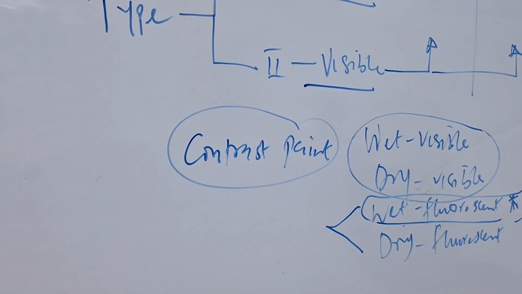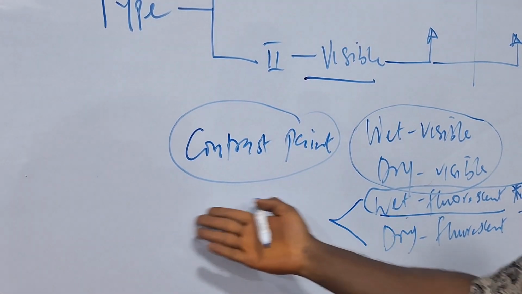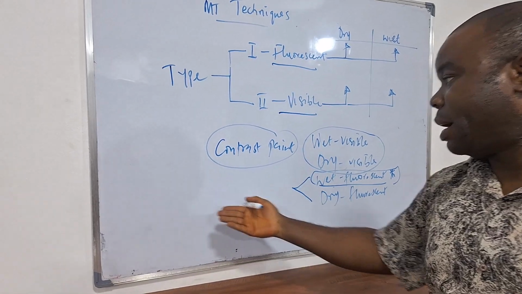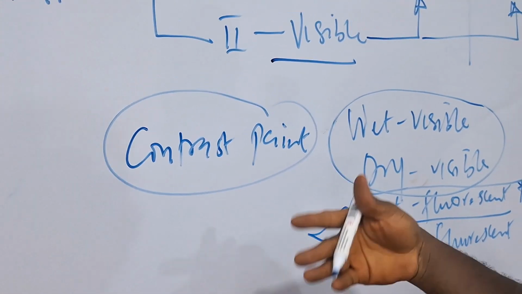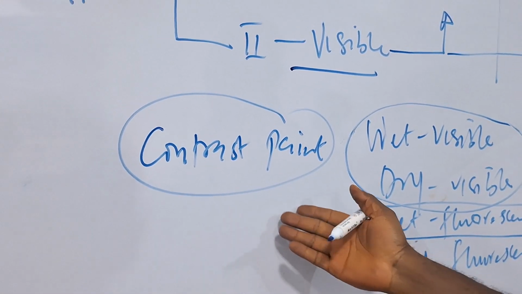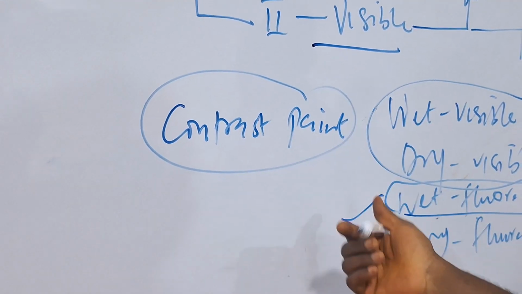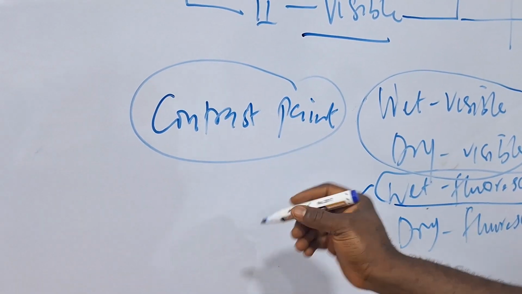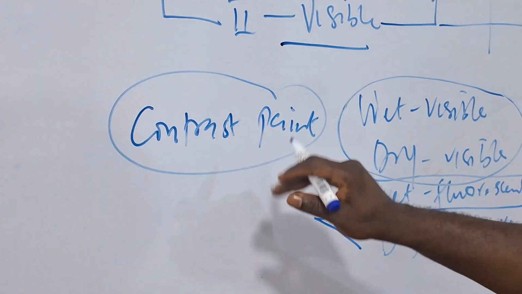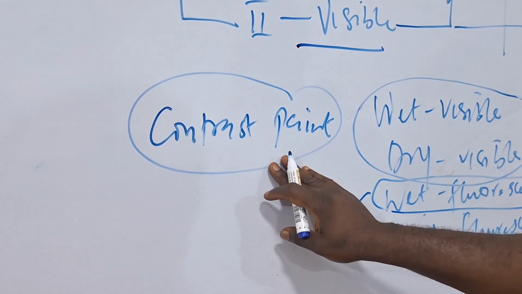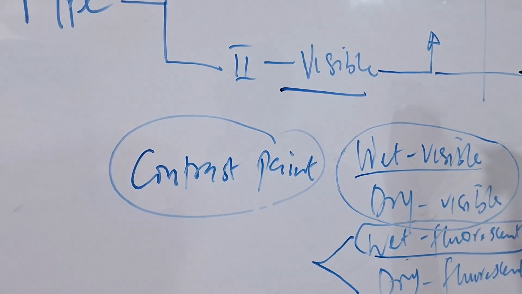Some people might ask, can we do wet visible without the white background? Definitely, you can go ahead and do it, but your sensitivity will be very, very poor. You may not be able to find the cracks or the very tight indications that you are looking for. So technique wise, you have to use the contrast paint for your wet visible.